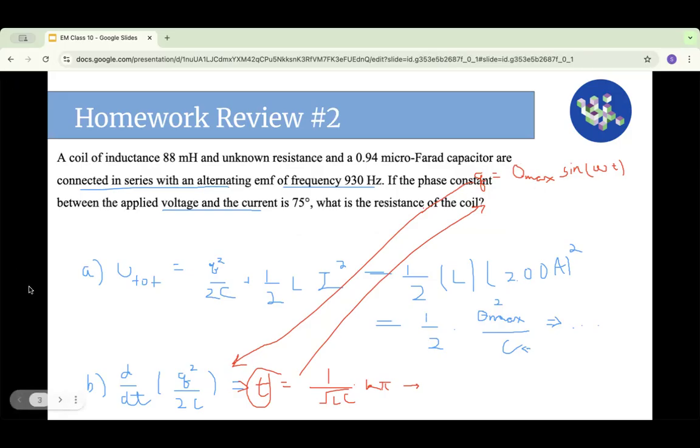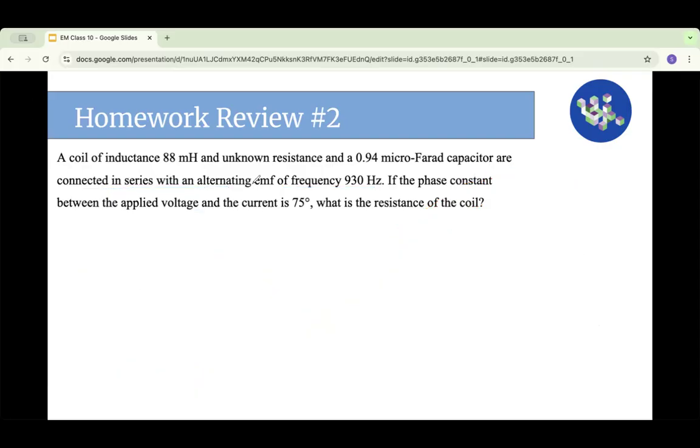So we have a coil with a certain inductance, we have an unknown resistance, a capacitor, and an alternating EMF of frequency, and we have the phase difference. So we know that if you remember this result, you can also look back at last class, we derived this. We have XL minus XC over R. The tangent of the phase difference equals XL minus XC over R.